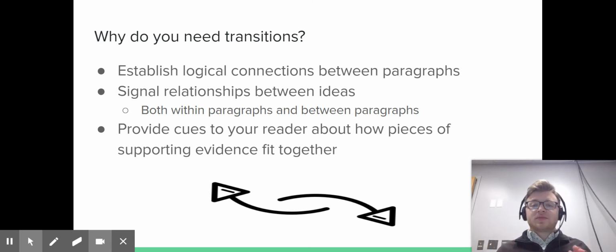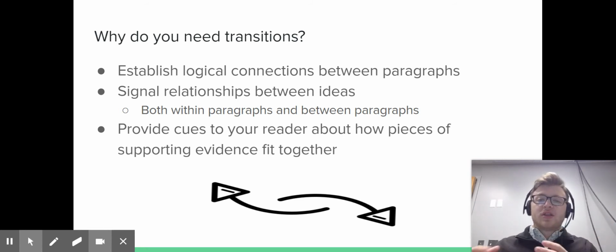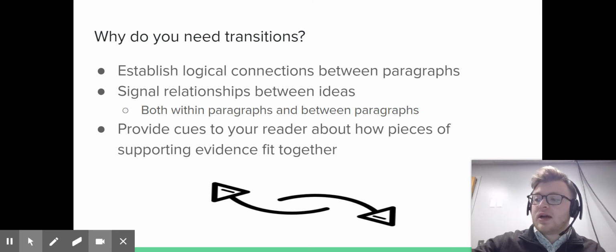Transitions signal relationships between ideas. This can happen within a paragraph as well, especially if you've got two pieces of evidence within a paragraph. You're going to want to transition between the two of them instead of just saying, okay, I now analyzed one, time to introduce the next. We want to move cohesively throughout ideas. You want to provide the cues to your reader about how all of your stuff fits together. If you're talking about one concept in one paragraph, how does that fit into the next concept in the second paragraph?